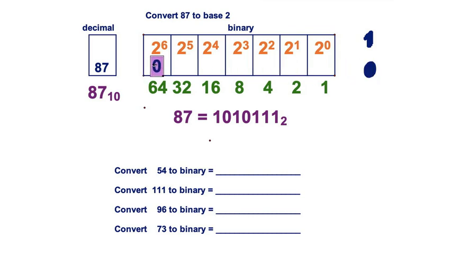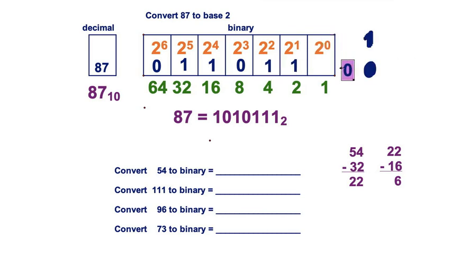Let's try this. 54. Well, there's no 64s in there, but there is a 32. So it looks like I'm going to start out like this. That's going to leave me with 22. Is there a 16? 22 is greater than 16. That's going to help me out right there. And that's going to leave me with 6. Now from here, we say, wait a minute, we can do this ourselves because we can see 6 is 4 plus 2. And for a placeholder, a 0. Well, there you go.